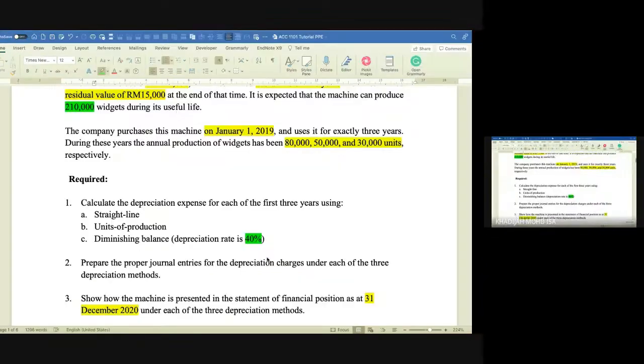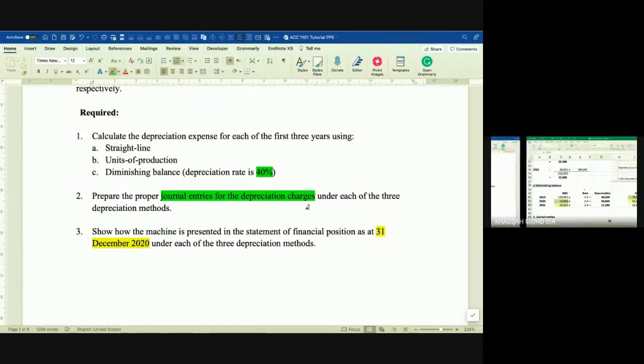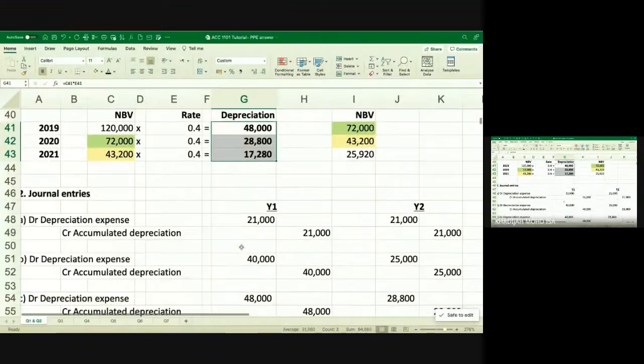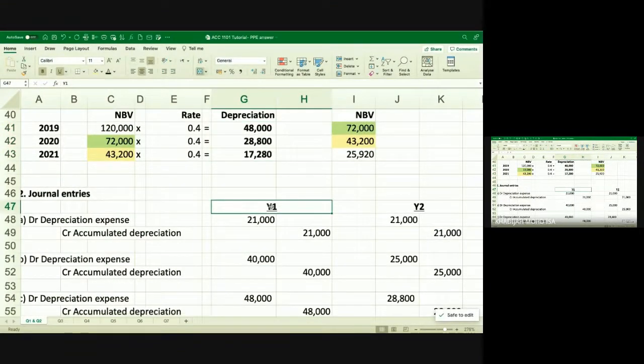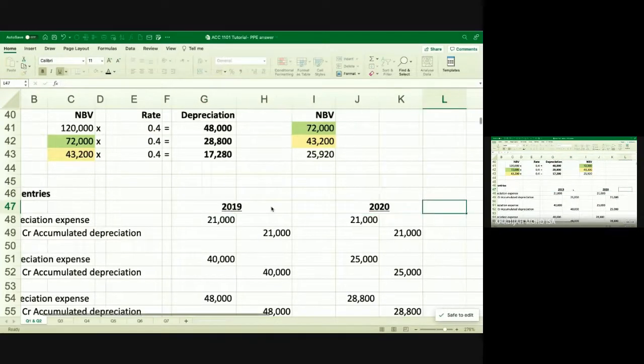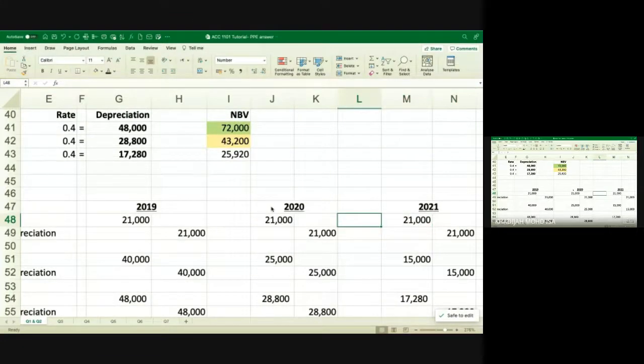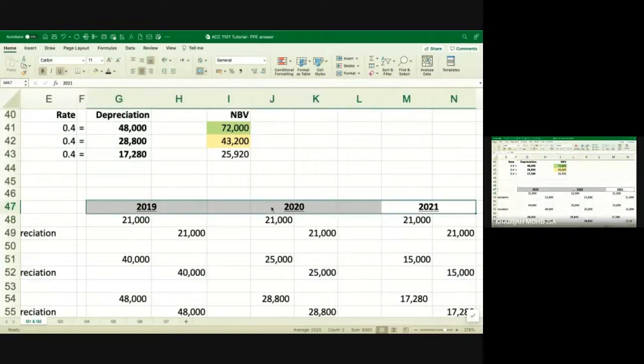Then let's do the second one, the proper journal entries for the depreciation charges. Remember that just now the entries are your depreciation and your accumulated depreciation, but this one you have to record for 3 years under 3 depreciation methods. So how do you do this? For example here, instead of 2001, you can have it as 2019, then 2020, and then 2021. So that is the 3 years that we do the computation.